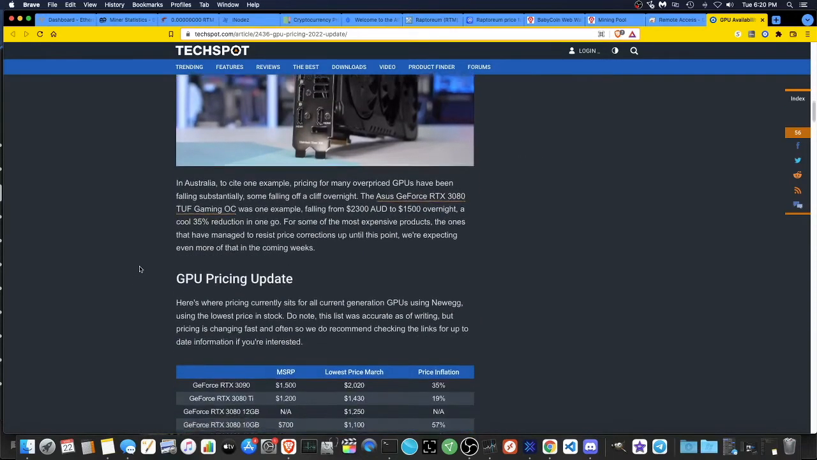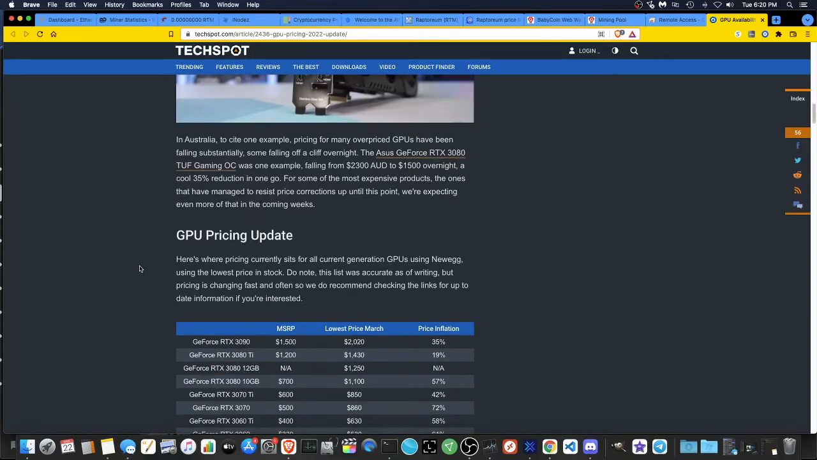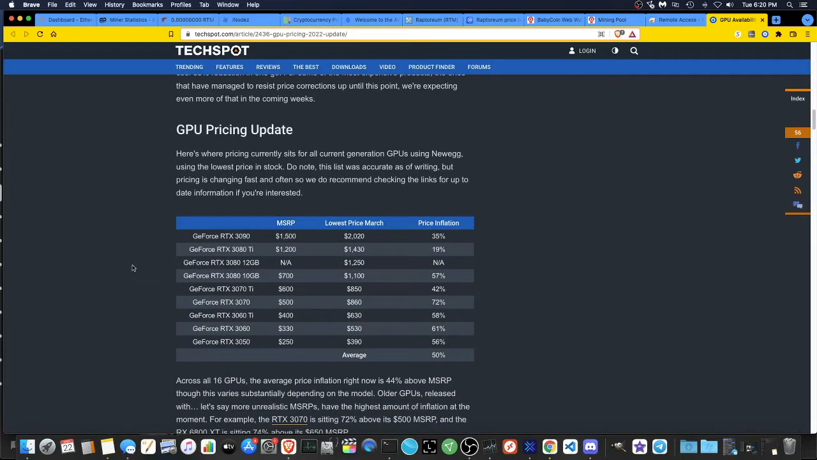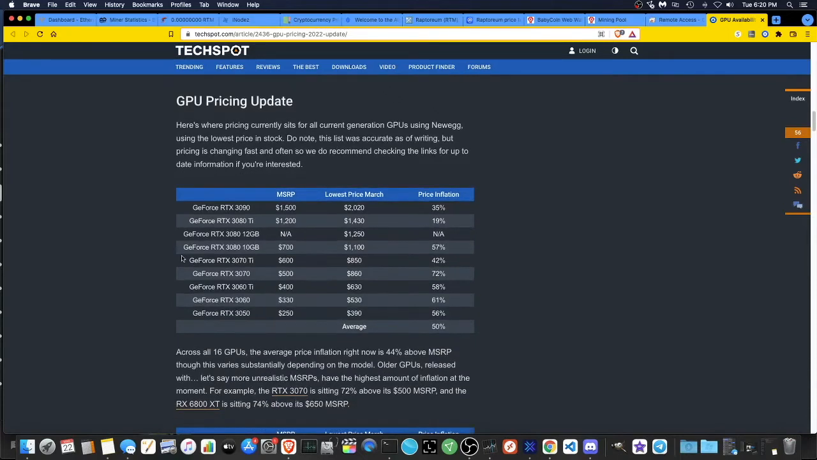Let's just skip ahead to the GPU pricing update. Here is where pricing currently sits for all GPUs, using Newegg as the lowest price in stock. MSRP for the 3090 is $1,500. The lowest price match is currently $2,000, a price inflation of 35%. The dreaded 3080 Ti LHR, $1,200 MSRP.